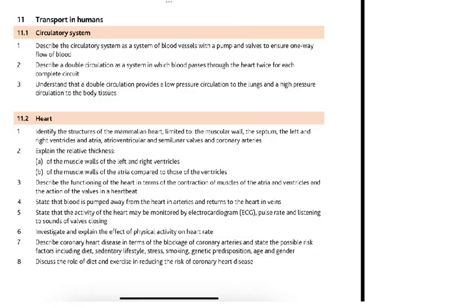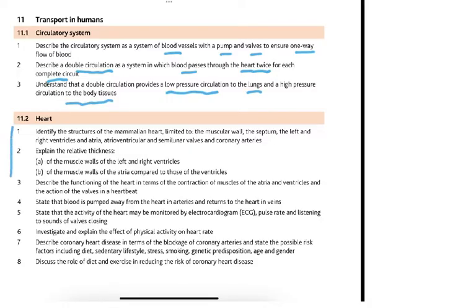First, let's look at an overview of the chapter. First of all, we have to describe the circulatory system as a system of blood vessels, a pump, and valves to ensure one-way flow of blood. Then, double circulation as a system in which blood passes through the heart twice for each complete circuit. Then understand that a double circulation provides a low pressure circulation to the lungs. Important this: low pressure circulation to the lungs and a high pressure to the rest of the body.